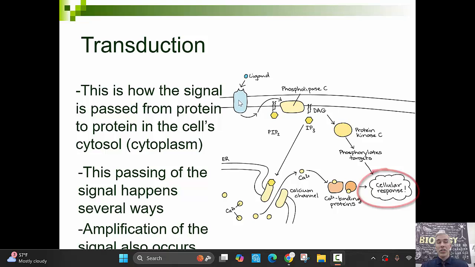Okay, so transduction, as I said, is just how a signal is passed from protein to protein, or sometimes from protein to non-protein, back to protein again. This is done both to spread the signal quickly, to coordinate it, and also to amplify that signal so it really spreads throughout the entire cell, despite there maybe only being one ligand that binds to the cell surface.